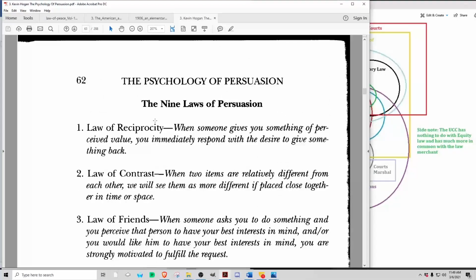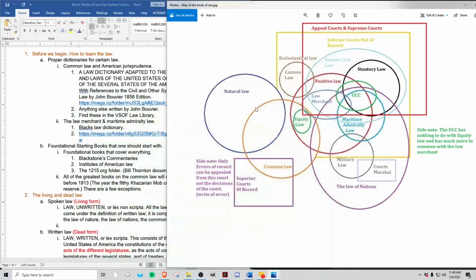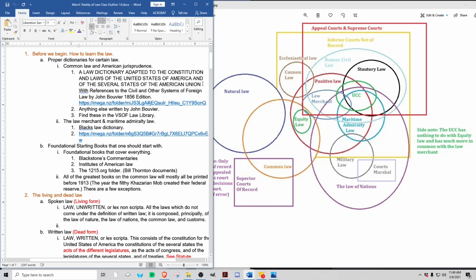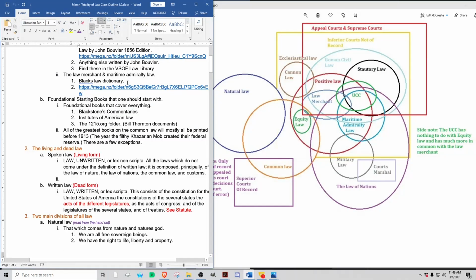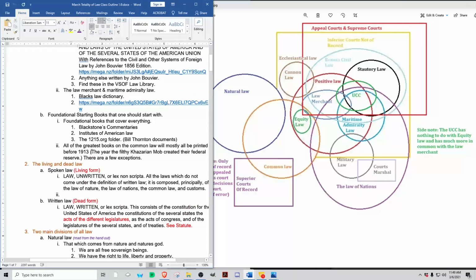So anyway, those are the 9 laws of persuasion. I suggest that everybody read the rest of that book. It's a very interesting read, and it will pretty much stop anyone who is attempting to persuade you in the wrong direction dead in their tracks, because you'll know what they're up to. One last note here about foundational documents. Most of the greatest books on the common law will all be printed before 1913.